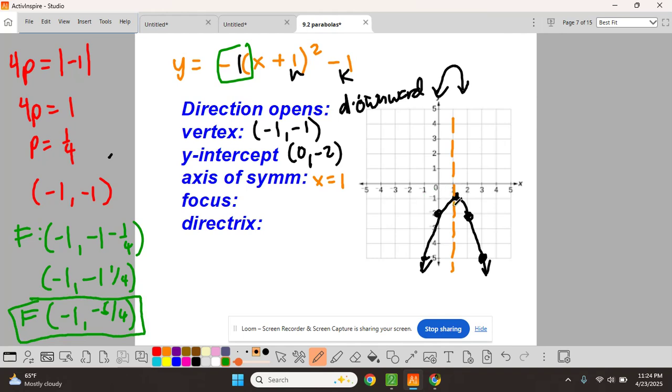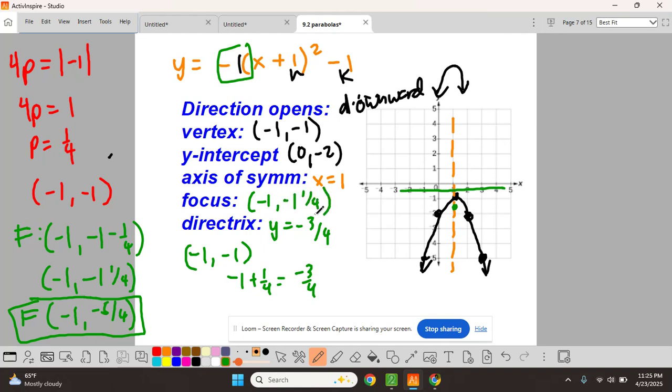It's 1/4 away, somewhere maybe right there. And if that's 1/4 away from the vertex, the directrix should be 1/4 away also from the vertex. So if my vertex again is (negative 1, negative 1), I'm going to move up. I'm going to add 1/4 here, which will become negative 3/4. So the negative 3/4 somewhere right there, that is my directrix. So my directrix is y equals negative 3/4. My focus is (negative 1, negative 5/4). Okay, there you go. Next example.